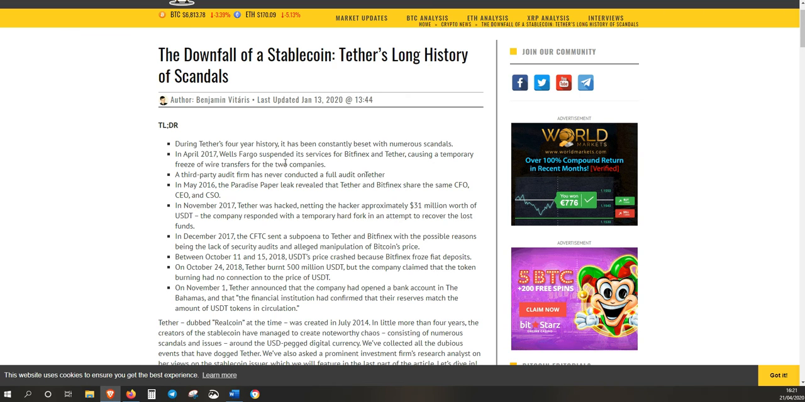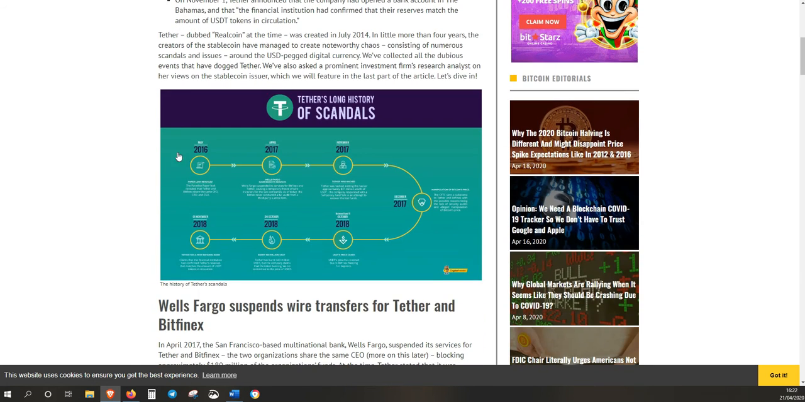Wells Fargo suspended its services for Bitfinex and Tether, causing a temporary freeze of wire transfers. A third-party audit firm has never conducted a full audit on Tether. So basically, no one's been able to confirm whether they've got the full reserve that they say they do. They could even have zero in their vault and print 100 million stablecoins, or USDT, Tether coins. I'll put the link in the description, but there's loads of scandals that have happened with this stablecoin.